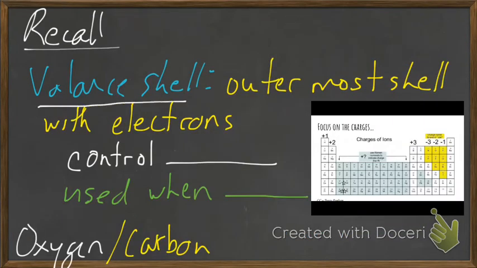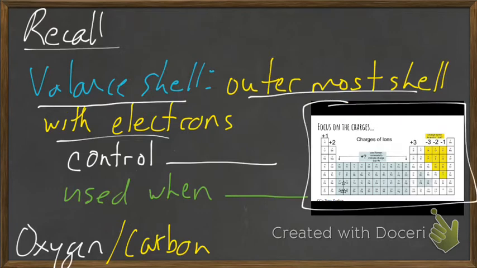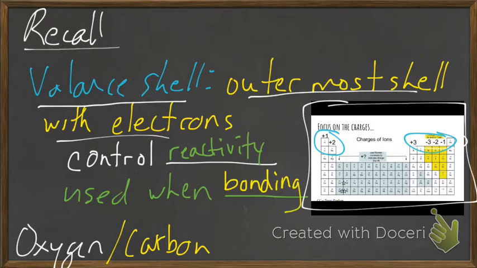Recall, we're going to redefine valence shell. This is the outermost shell with electrons. This image is very important. The charges, let me write that in a different color, associated here come from the valence shell electrons and the sharing or gaining or losing of electrons. So this all controls reactivity, and it is used when bonding. Probably put points here. So valence shell electrons control reactivity, and they're used when bonding.